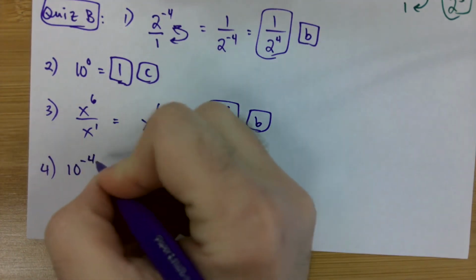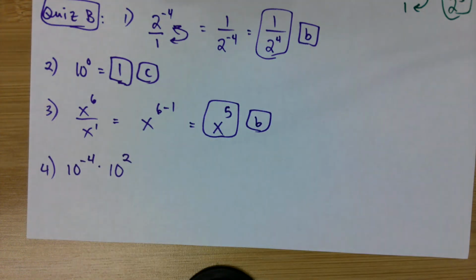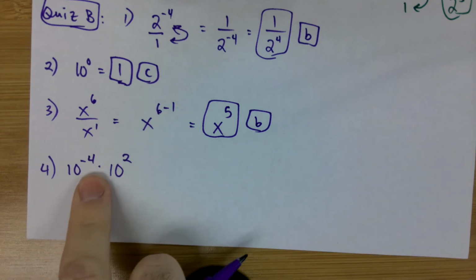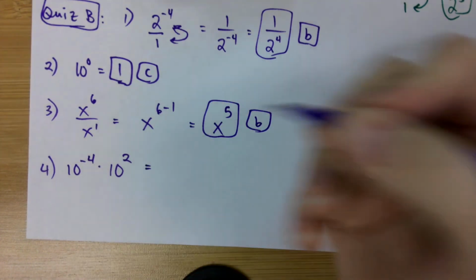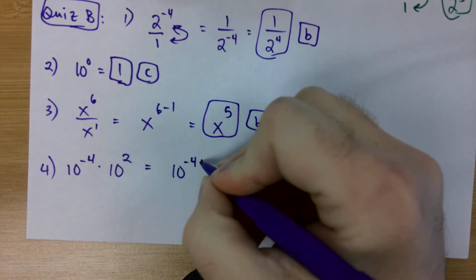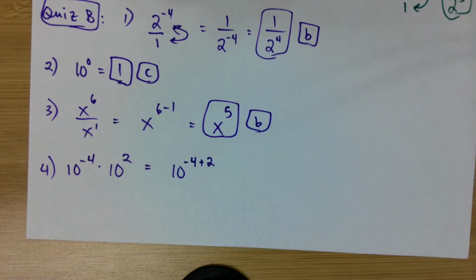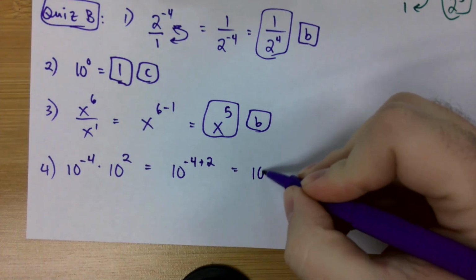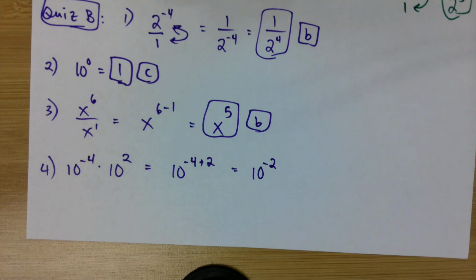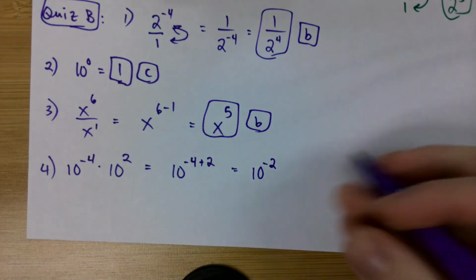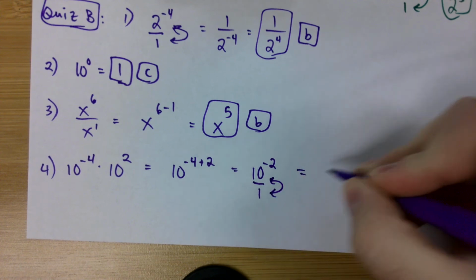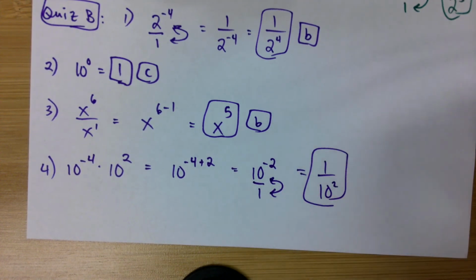Number 4, 10 to the negative 4 times 10 to the positive 2. Anyone know what rule we're going to use here with this one? Product. That's right, we're multiplying here. So we're going to use the product rule in which we add our exponents together. Negative 4 plus 2 gives us negative 2. Not the same as negative 10 squared, right? Like option B. 10 to the negative 2 again needs to be flipped around and made positive. 1 over 10 squared is option C.